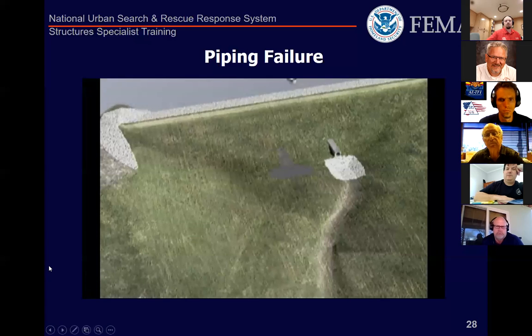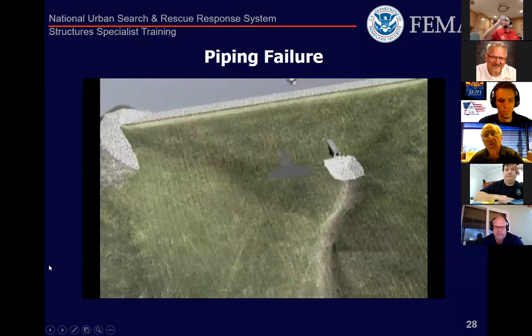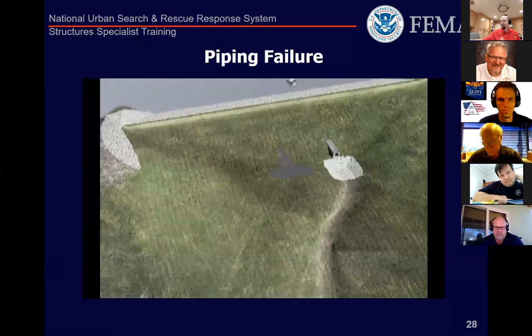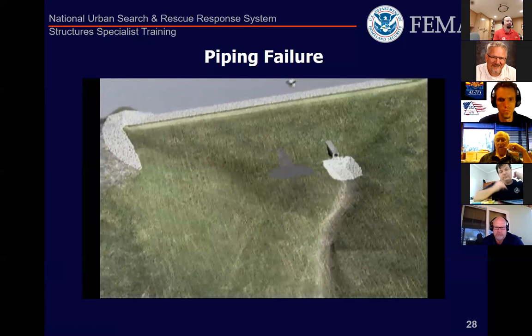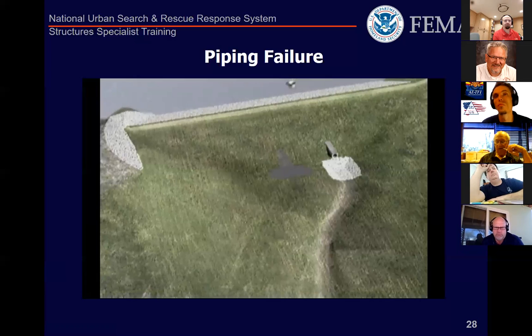Dams experience seepage to one degree or another. While the dam experiencing seepage may appear in sound condition, there may be damage occurring to the internal structure of the dam.